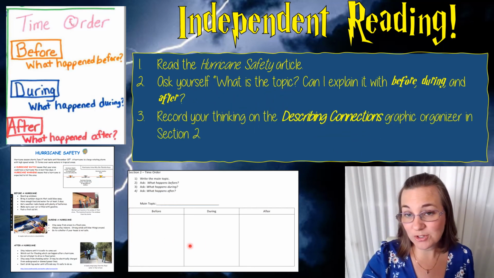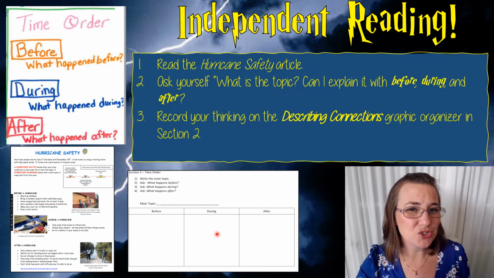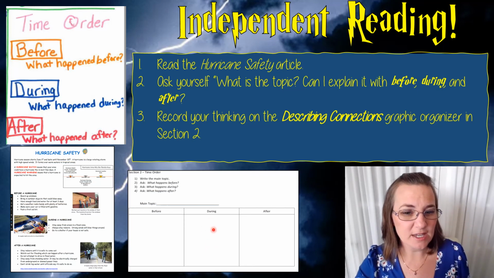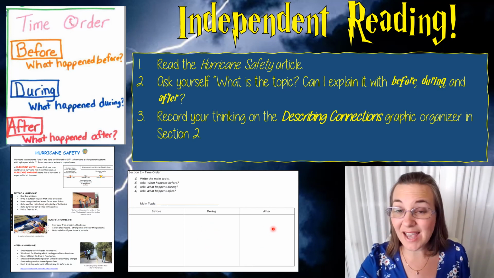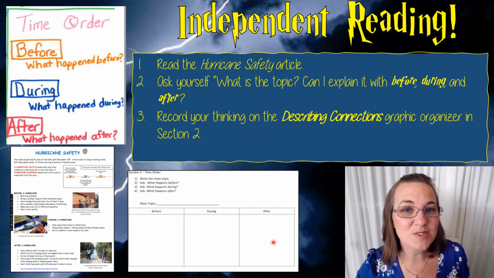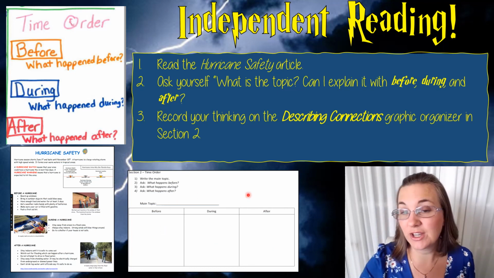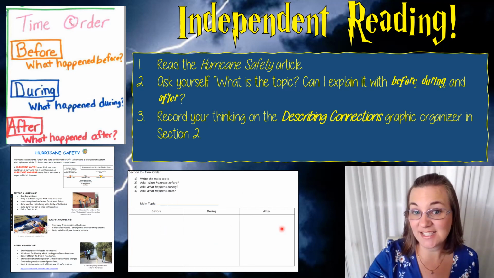I want you to record your thinking on the Describing Connections graphic organizer. You're going to write the main topic on this line and think, what happens before? And jot your ideas here. What happens during? Jot your ideas here. And what happens after? Jot your ideas here. See if the author uses time order connections by telling us before, during, and after for hurricane safety.